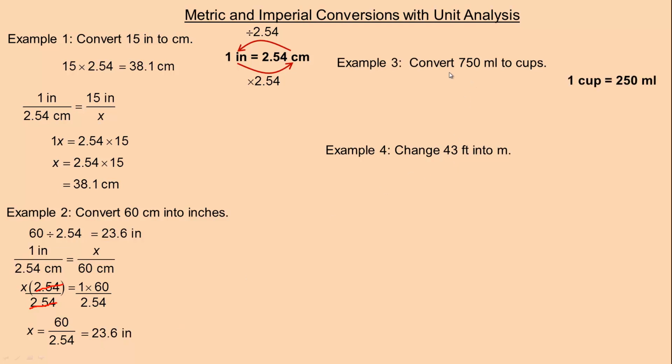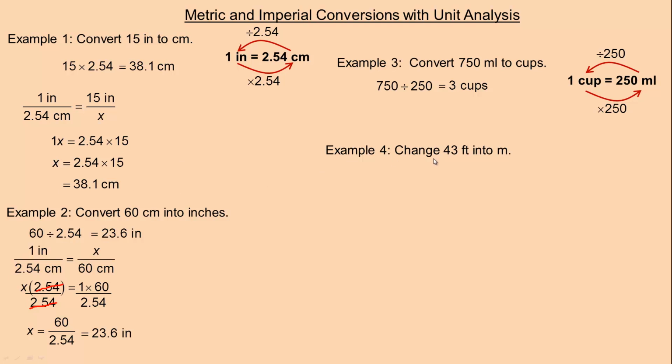Example number 3. We're asked to convert 750 milliliters to cups. So you need to know the connection between cups and milliliters. 1 cup is 250 milliliters. To go from cups to milliliters, I'd be multiplying by 250. If I was instead going from milliliters to cups, then I'd be dividing by 250. So I'm going from milliliters to cups, and I'm dividing by 250. 750 divided by 250 is 3, so that's exactly 3 cups. I'm not going to bother to do the proportion for this one, but it would be the same idea.